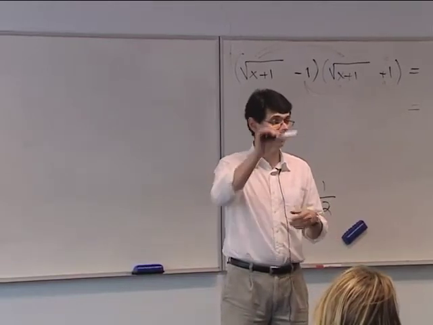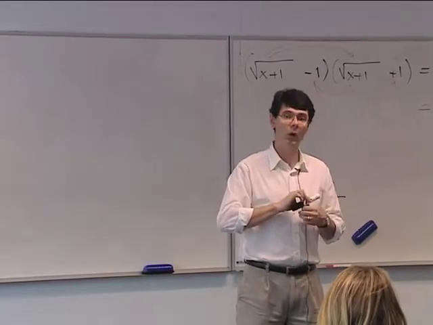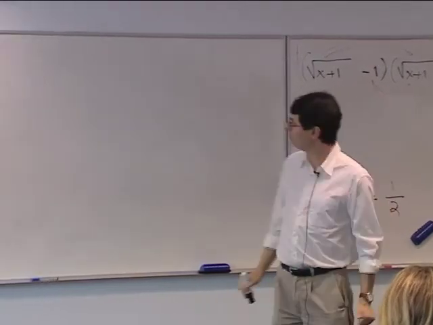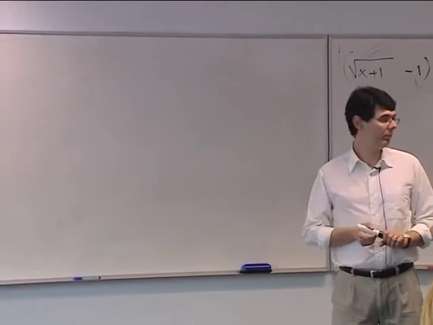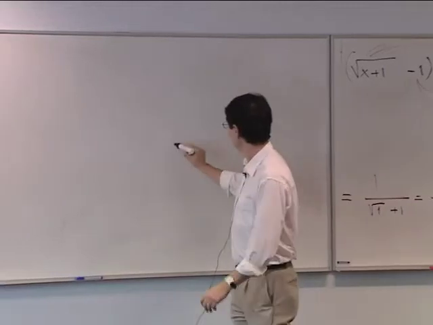All right? 0 divided by 0, you can hope to simplify. 1 divided by 0, no. So what do you do? Well, let me show you what the graph of 1 divided by x looks like. It looks like this.